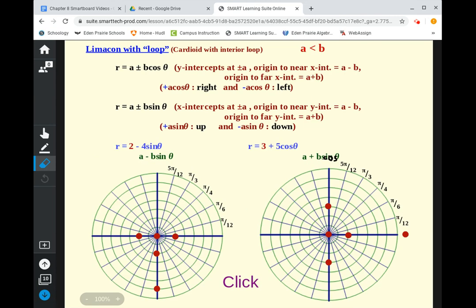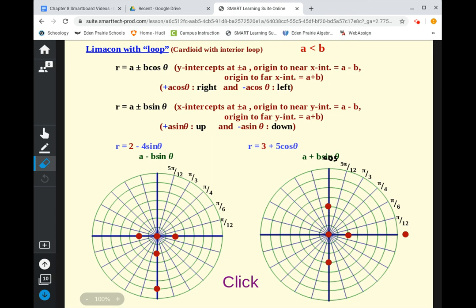Moving on to the loop. All right, the loop, I always said folds back onto itself. How do I know it folds back onto itself? A is less than B, so it must fold back onto itself. That's just the way I remember. If A were greater than B, it goes around the origin. All right, it's bigger, it goes around the origin. But if A is less than B, it needs to fold back in on itself.